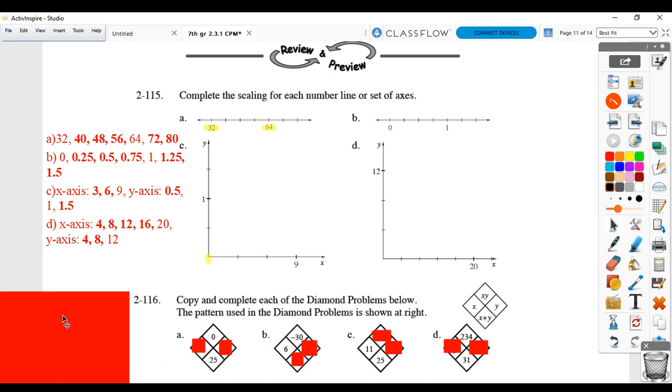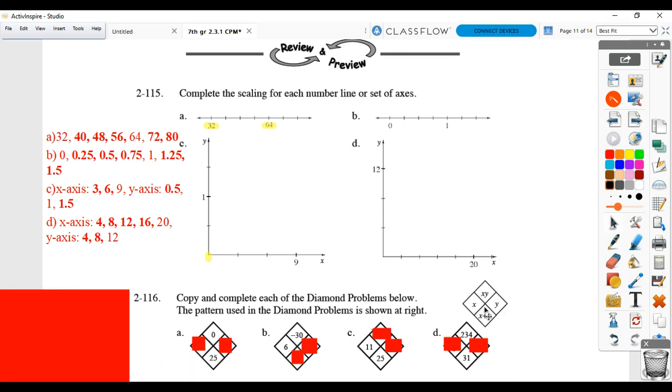Then for the diamond problems, remember that with the diamond problem, and they remind you of that off to the side here, you've got the two numbers on the side, x and y, or whatever values they are. And then this is reminding you that the top is the product of those two, x times y. And then the bottom is the sum of those two, x plus y.